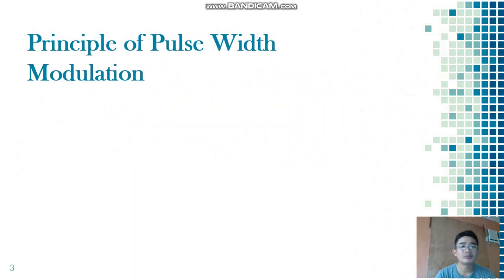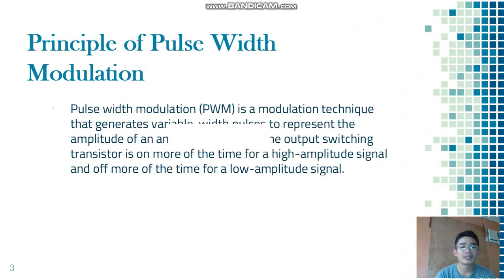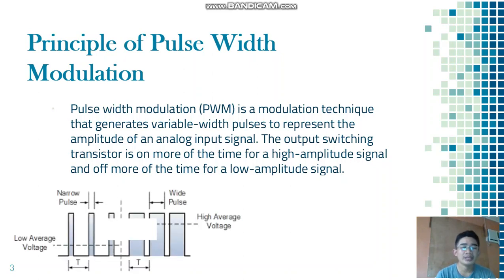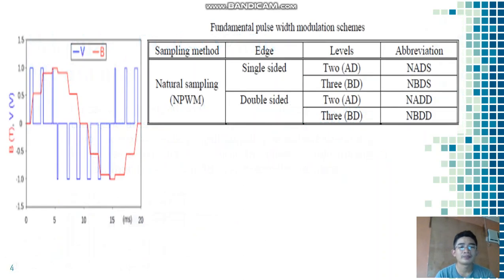What is the principle of pulse width modulation? Pulse width modulation is a modulation technique that generates variable width pulses to represent the amplitude of the analog input signal. The output switching transistor is on more of the time for a high amplitude signal and off more of the time for a low amplitude signal. This is how it generates the low average voltage, the narrow pulse, the wide pulse, and the high average voltage.